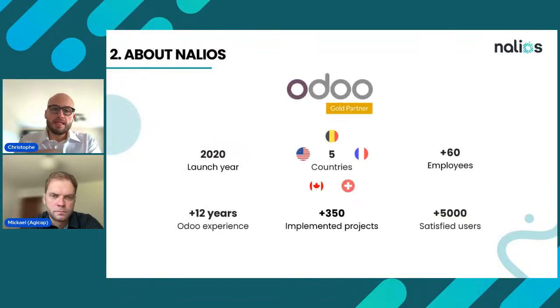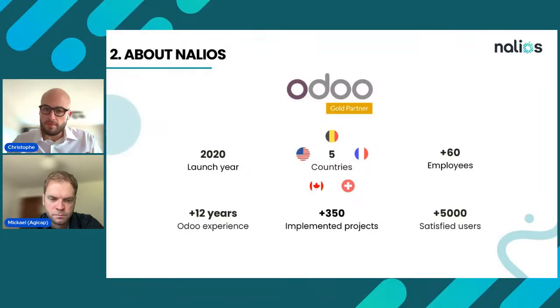And last but not least, a little bit about Nalios here. So we are an Odoo Gold partner. Long story short, my business partner and I worked at Odoo for several years before creating our partnership. It was approximately 6 years ago now, and today we are more than 60 people worldwide. So we are in 5 different countries. We have 12 years of experience with 350 companies that we work with on a daily basis to implement Odoo. That's the only thing we do. And we have more than 5,000 users worldwide that we are training and coaching on Odoo.